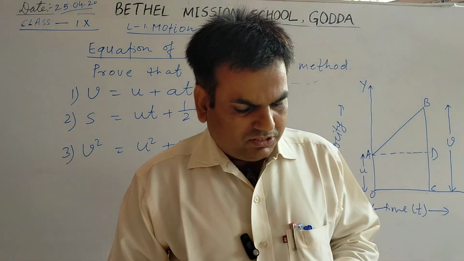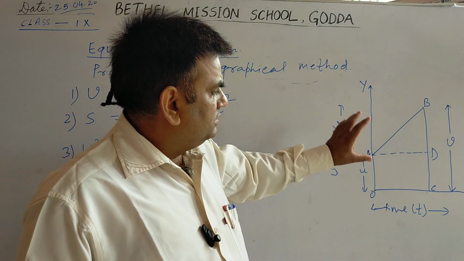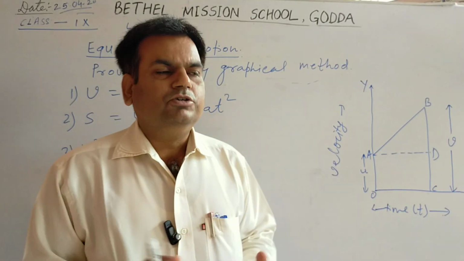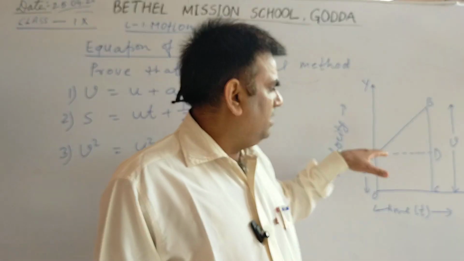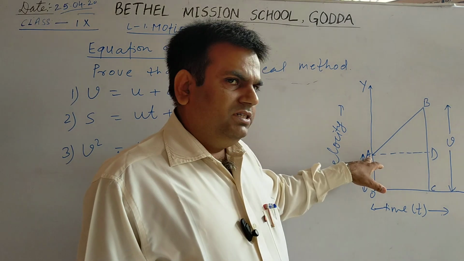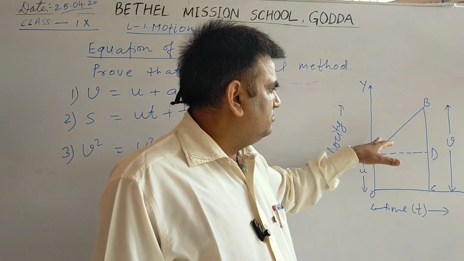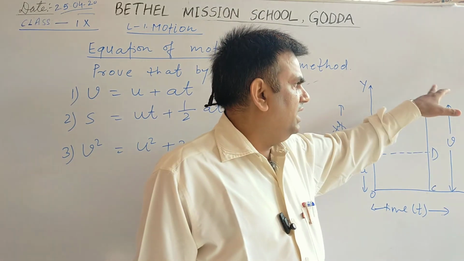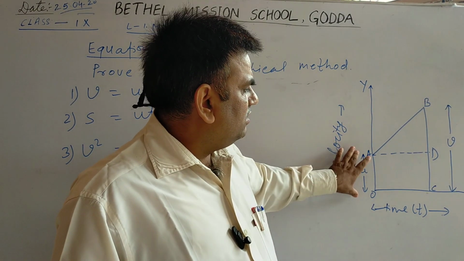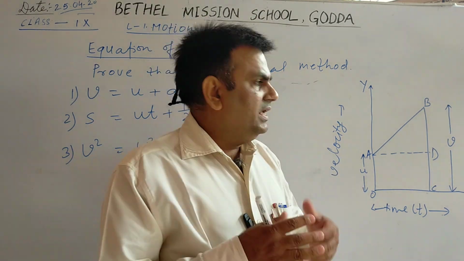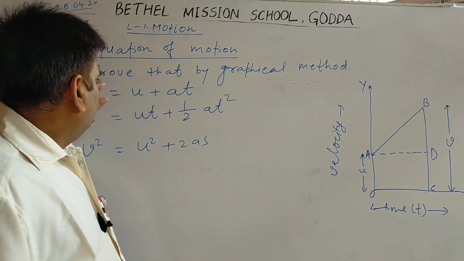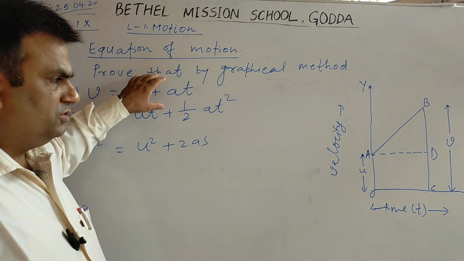Now we choose one object which is starting from 0, and the object is in motion. Now we take a point A. From this point, the object gradually increases its velocity and reaches the point B. So the initial velocity of the object is u. Here we represent u first. Here we will first prove the first equation of motion.